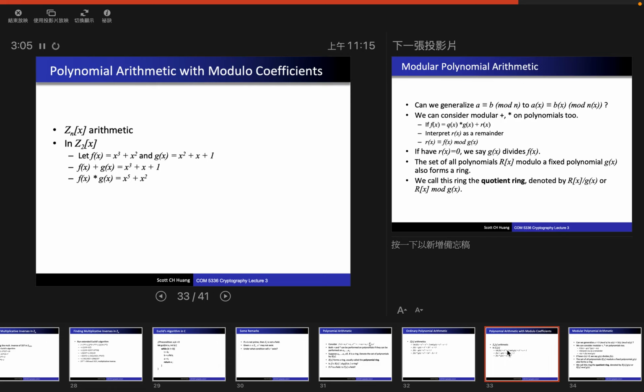So this shows that I actually did the wrong calculation. I multiplied by the wrong polynomial. Actually, this is not this example, but anyway, you got the idea of what I was doing. So this is Z2[x] arithmetic.